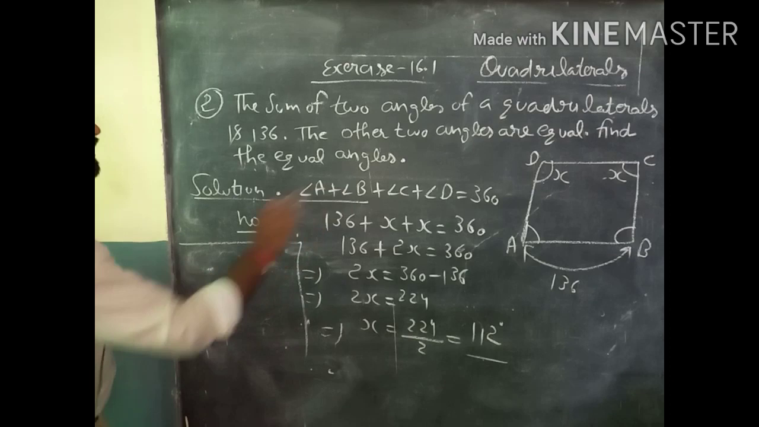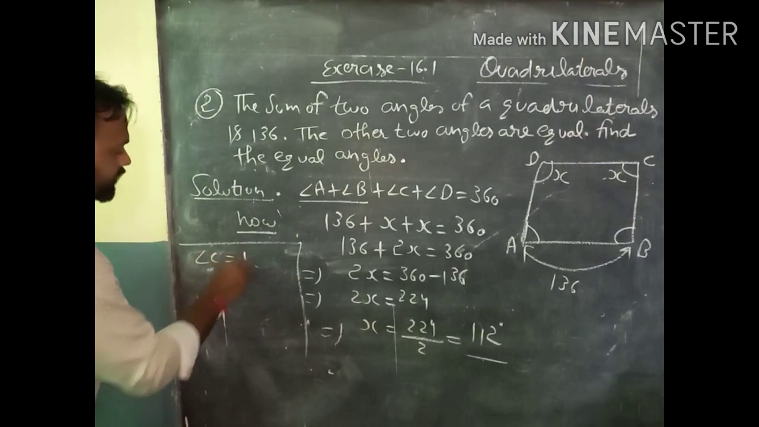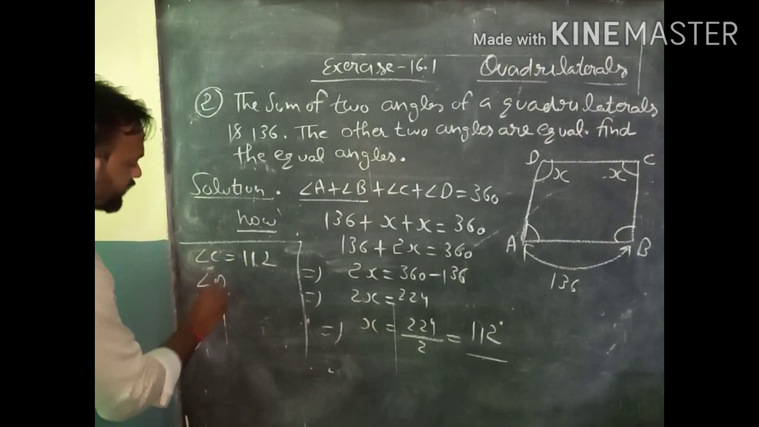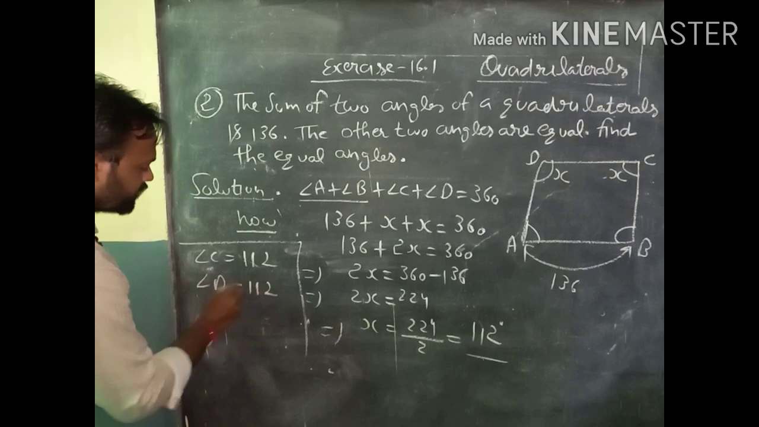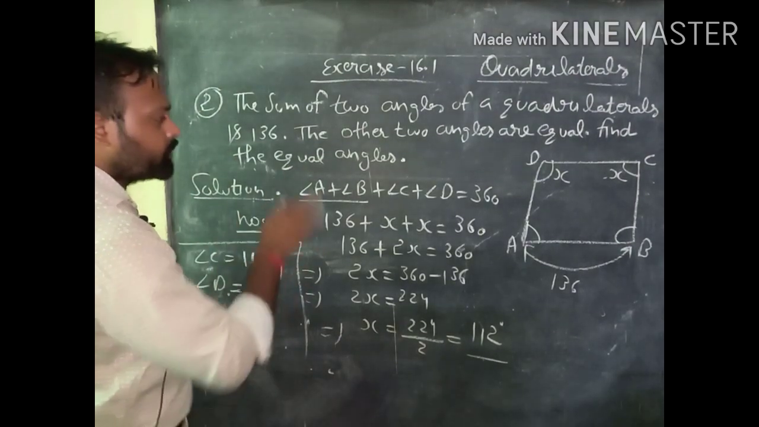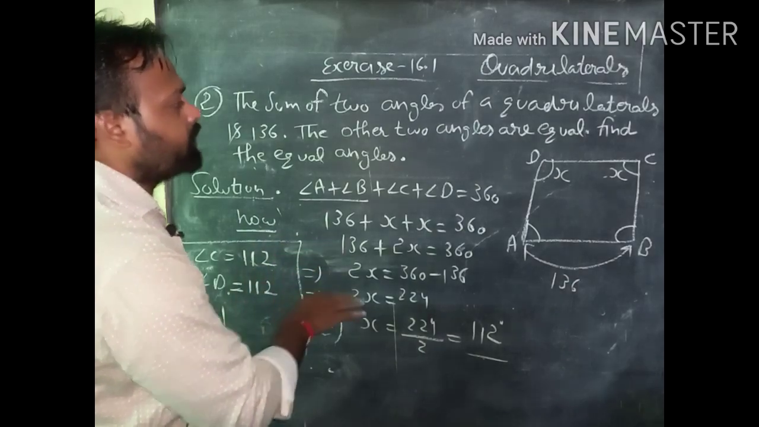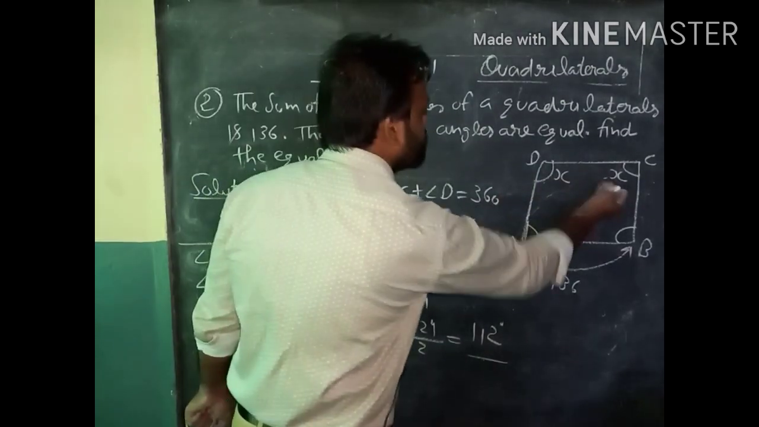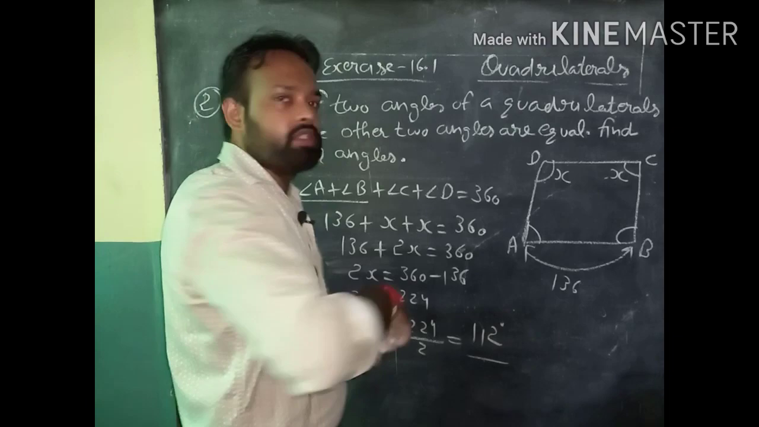So we can say here the angle C is 112, and of course the angle D is also 112 because both angles are the same, it is given to us. So by doing this we can find the values of these two angles C and D. I hope this is clear to you.